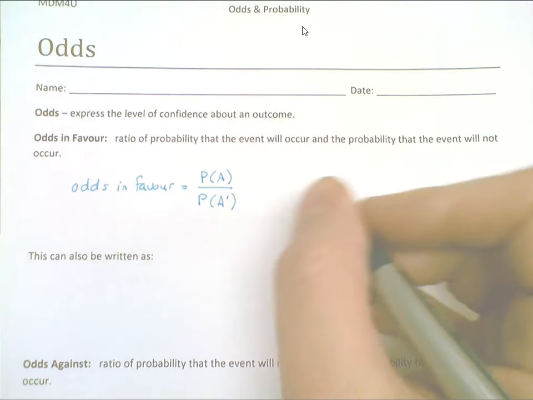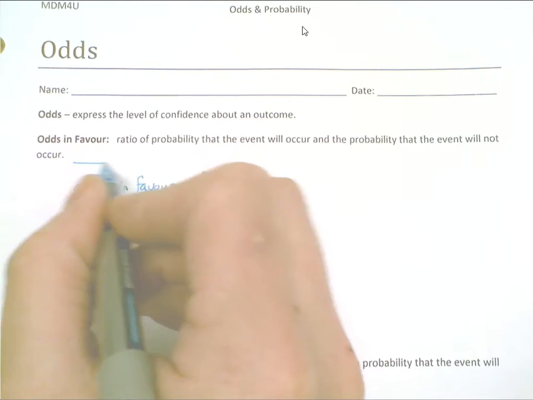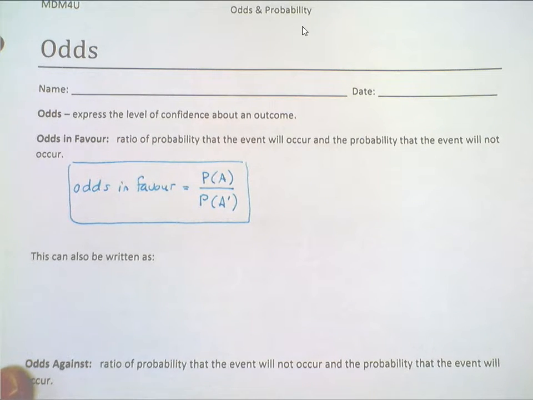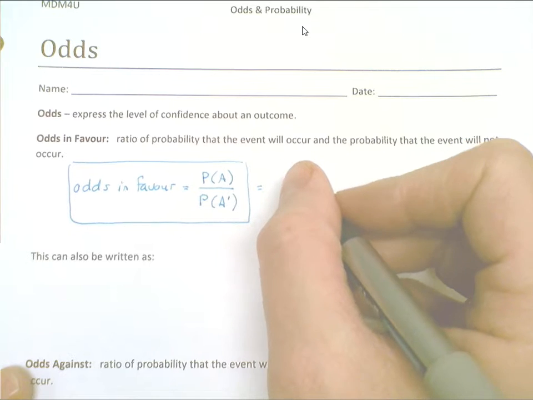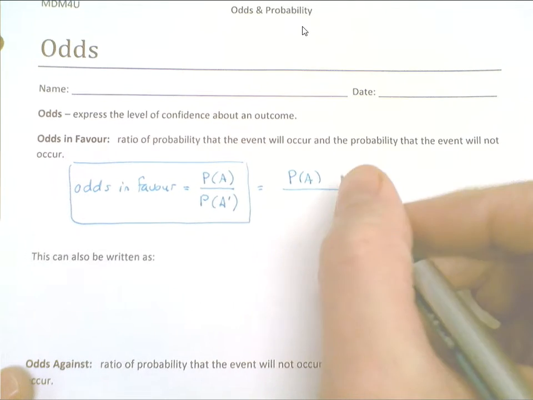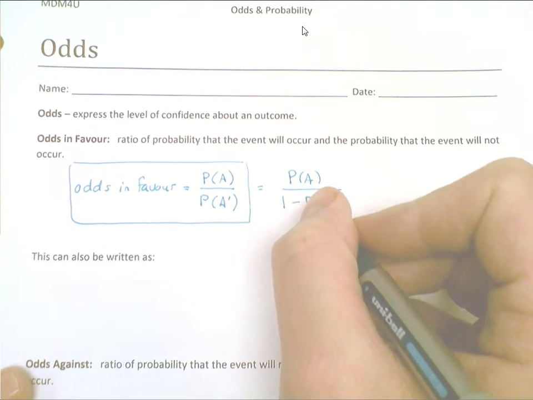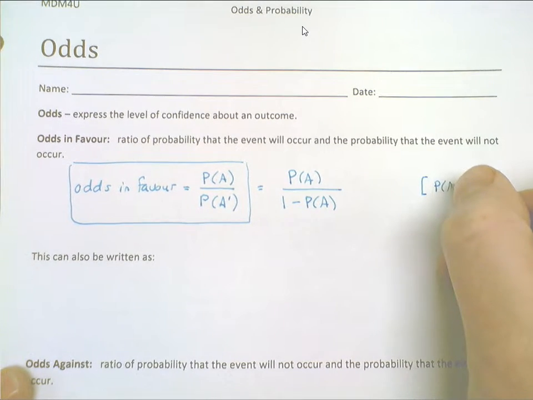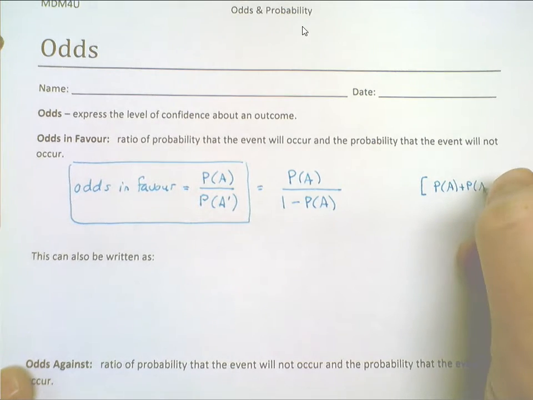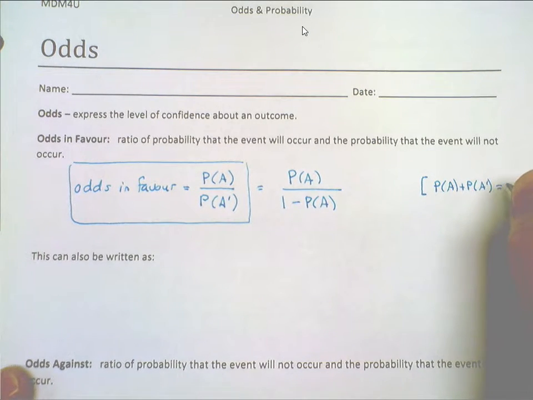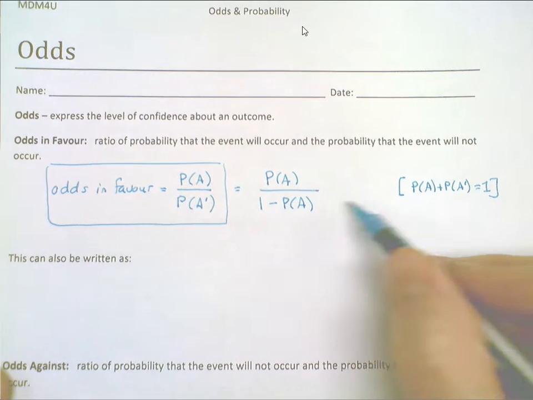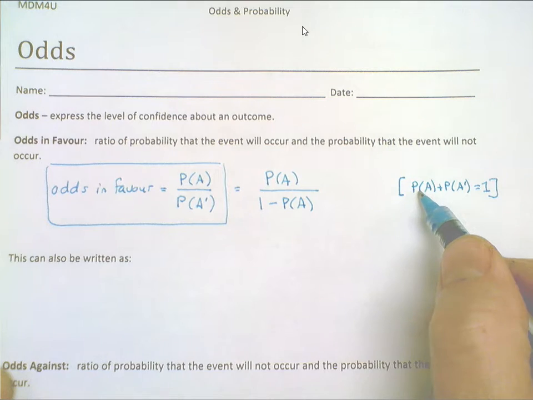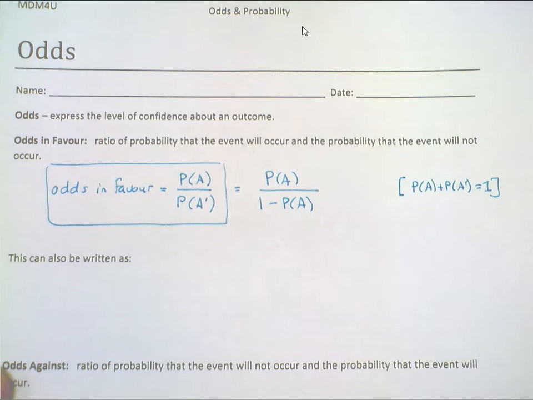So that's basically what the odds in favor are. If you know the probability of it happening, you can divide it this way. Another way of thinking about it is the probability that event A happens over 1 minus the probability that event A happens. That comes about because we know that the probability that event A happens plus the probability that event A does not happen is equal to 1. So the probability of it not happening is 1 minus this term here. That's another way of thinking about it.